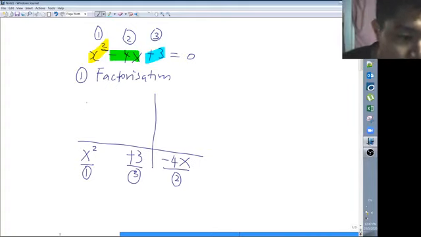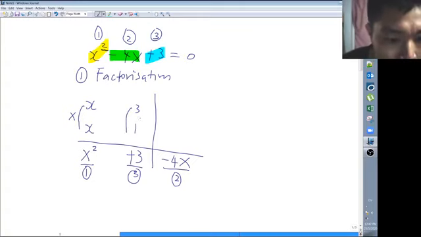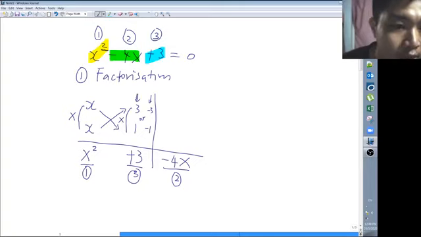So what combination can give you x squared? There is only one combination, which is x and x. These two, when multiplied together, will give you x squared. And for this, you can have 3 and 1, or also minus 3 and minus 1. When you multiply 3 and 1 together, you get plus 3. Or if you multiply minus 3 and minus 1 together, you will also get plus 3. Which combination you choose really depends on your cross multiplication later.